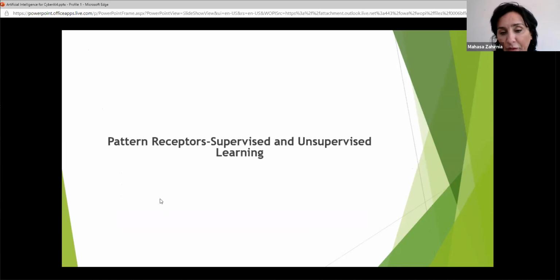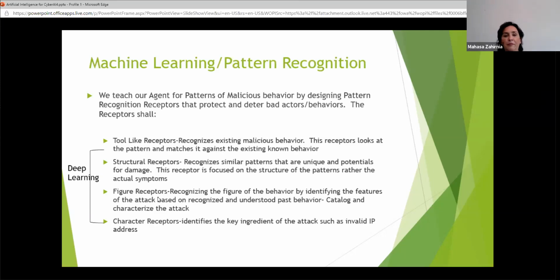Pattern receptors for supervised and unsupervised learning. I understood the pattern receptors within the human body, how the human body looks at a virus and starts doing different tasks. These are the receptors that are utilized by the agent to collect the information to start doing the state diagram that I just explained. So machine learning and pattern recognition are synonymous together. This is a teaching tool, where those detectors go out there and try to understand, right?